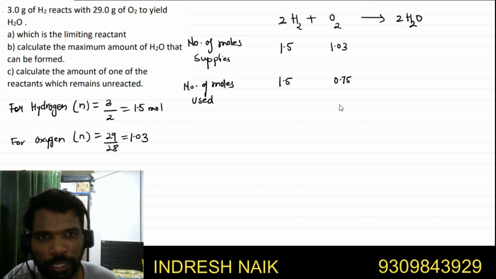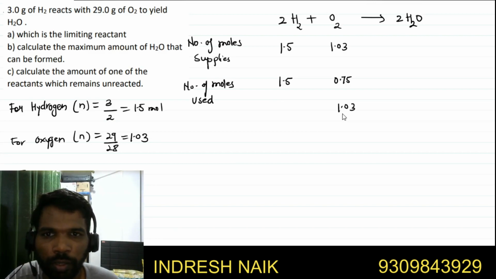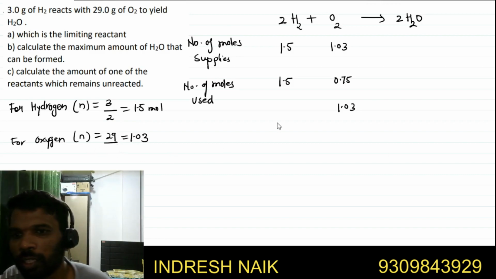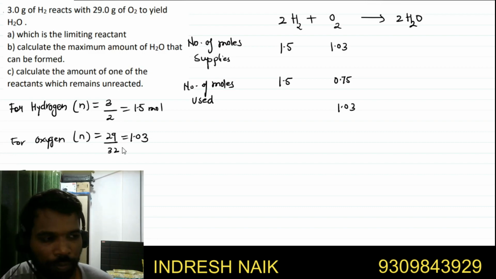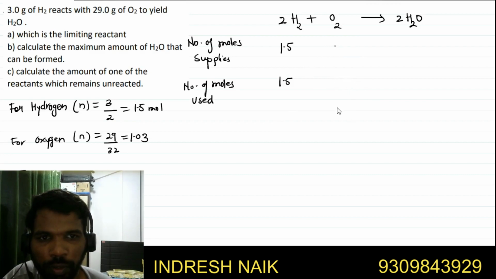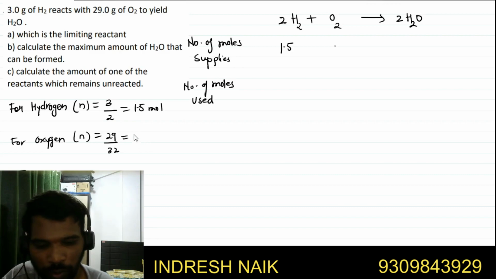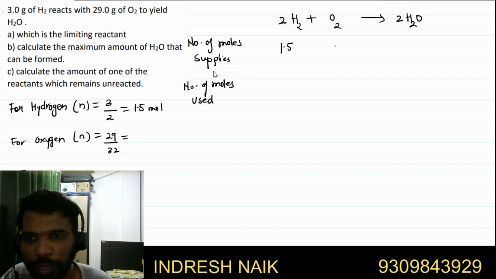But if you do the opposite, let's say if this is 1.03, one minute, I made a mistake. Sorry. Molar mass of oxygen is 32, not 28. So just change this. So your number of moles of oxygen will be 0.9.